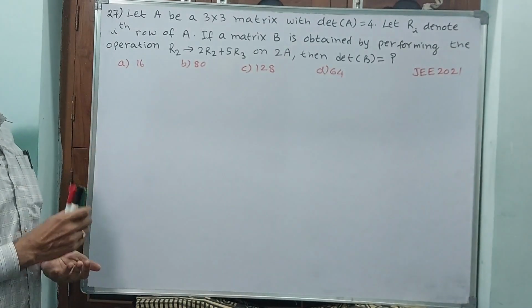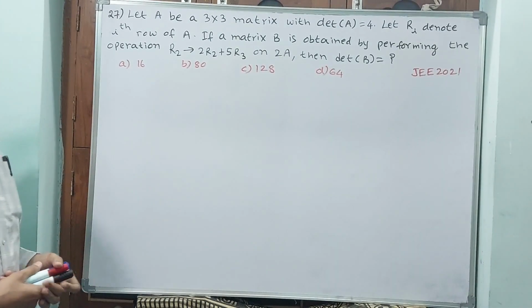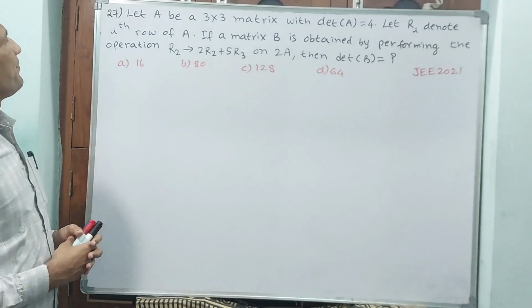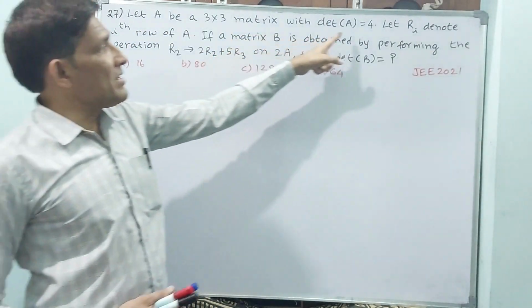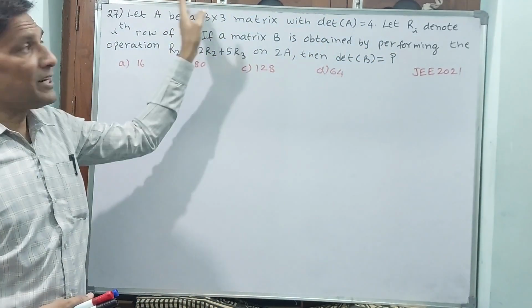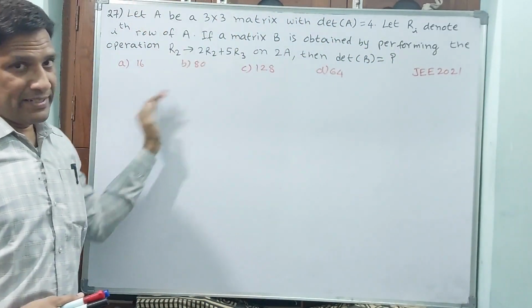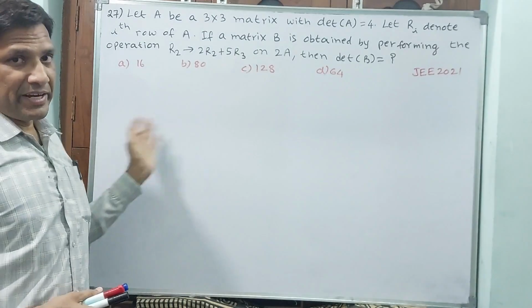Okay, let us see question number 27 on JEE 2021 questions only. Let A be a 3 by 3 matrix with determinant A equal to 4. That means this matrix's determinant is given, but we don't know the elements inside. 3 by 3 means we cannot predict it.